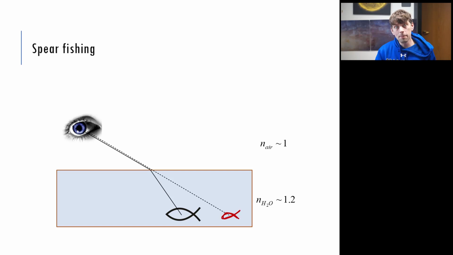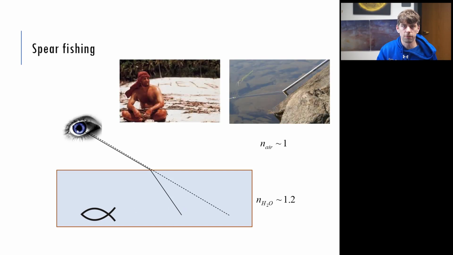So if you're aiming to hit the fish with the spear, you don't aim for where it looks like it's located. You have to aim a little bit closer to you. Okay? So again, in the scene, Tom Hanks is trying to spear the fish. He's aiming for where he sees it, not where it actually is.